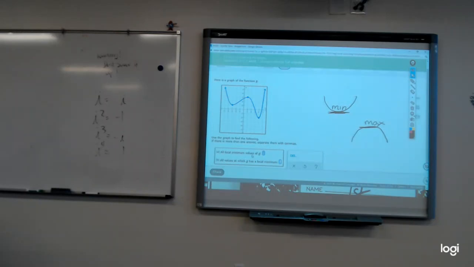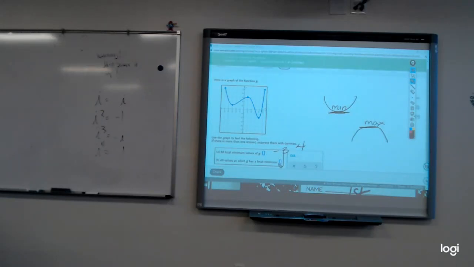Notice this says local minimum values of g. So look for your values of x. Here's a low. What's that value? We've got -3. I'm not going to type it in because I don't have a keyboard. And then where else? Here's another low spot. What's its value? 4. Now, all values of g at which there's a minimum.